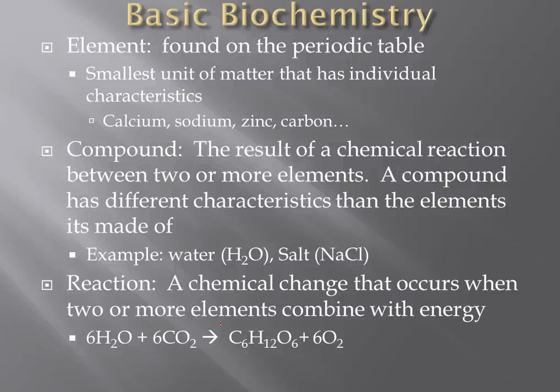So, for example, water is not an element. There is no water on the periodic table. But there is hydrogen and oxygen. When I bring them together in a chemical reaction, I get H2O. The important thing to note about a compound is that a compound has different characteristics than the elements it's made of. Perfect example is water. Oxygen is a breathable gas. Hydrogen is a flammable gas, but if you put the two together, you have a liquid, water.